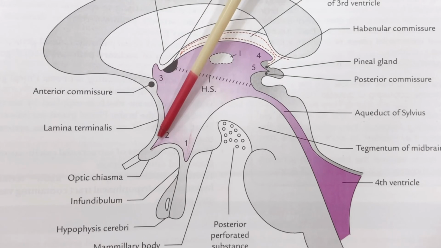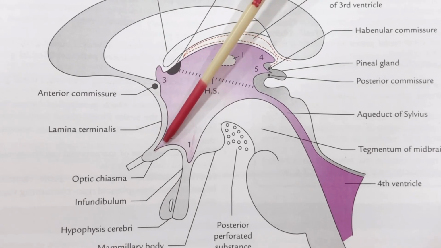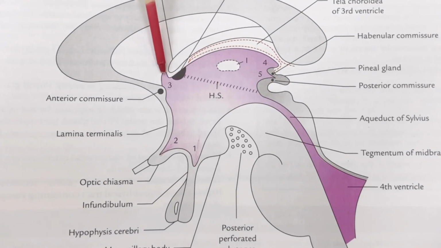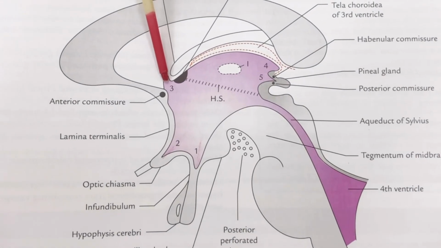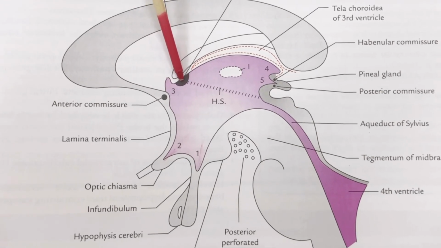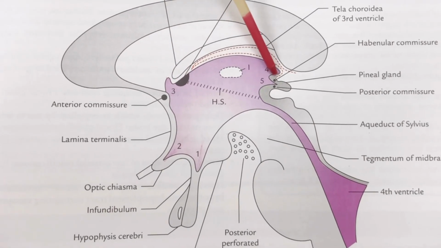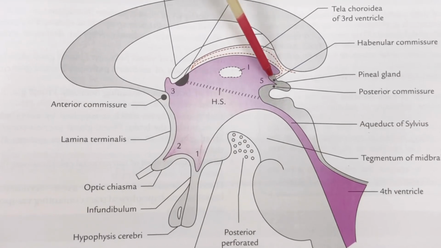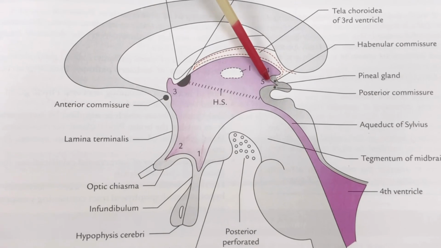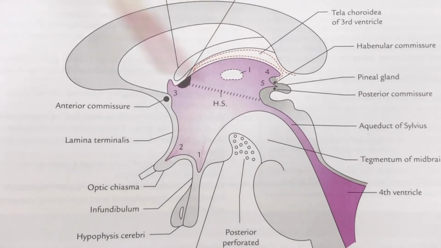This is optic or chiasmatic recess in the optic chiasma. This is anterior recess or vulva of the ventricle between the anterior commissure and the interventricular foramen of Monro, suprapineal recess above the pineal gland, and pineal recess between the two stalks of the pineal gland.